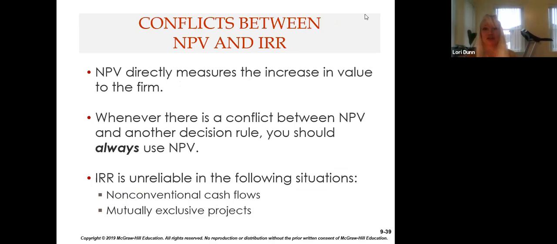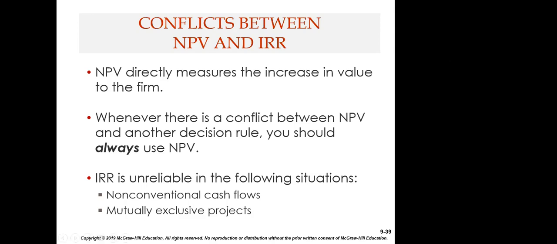Excellent. So our net present value directly measures the increase in value to the firm. So whenever there's a conflict between net present value and another decision rule, you should always use net present value. Our internal rate of return is a great tool, but it is unreliable when it comes to these two unique types of situations.